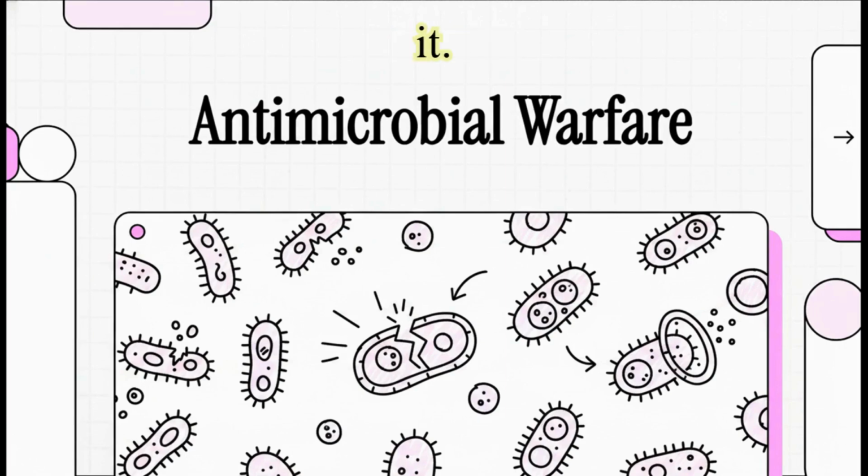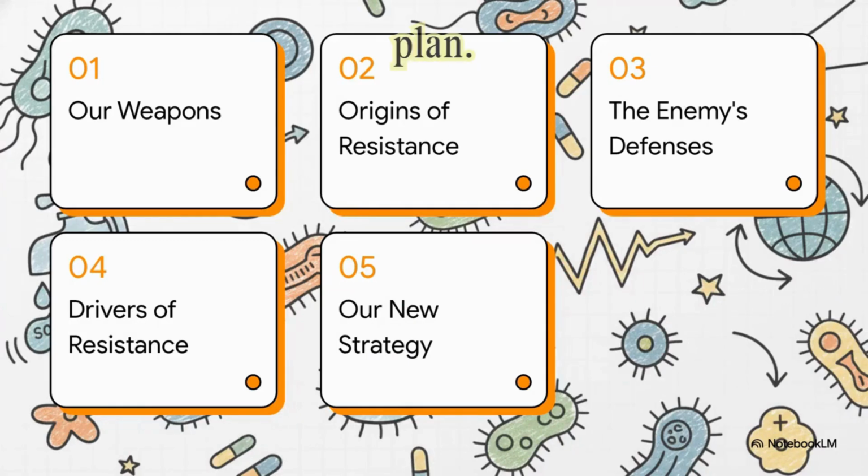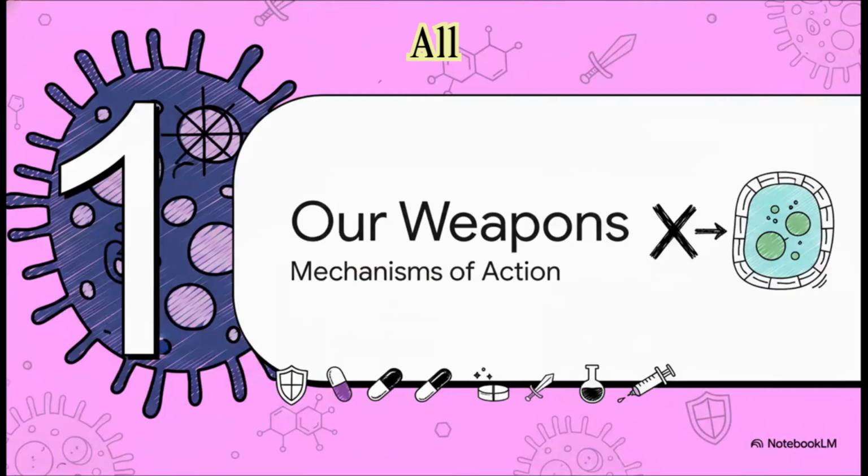Let's get into it. Okay, so here's our game plan. We've got 5 clear acts. First, our weapons and their mechanisms of action. Second, origins of resistance. Third, the enemy's defenses. Fourth, drivers of resistance. And finally, our new strategy for prevention. All right, let's jump right into section 1, our weapons and their mechanisms of action.